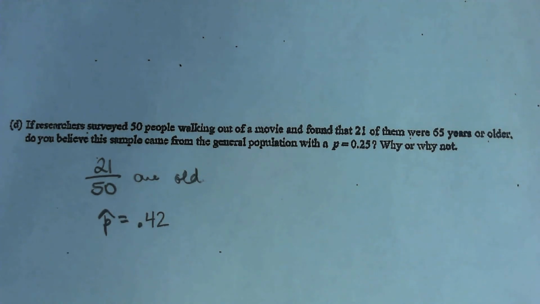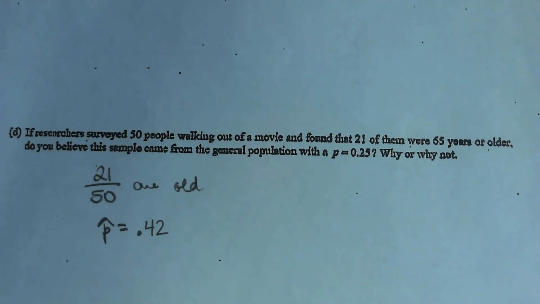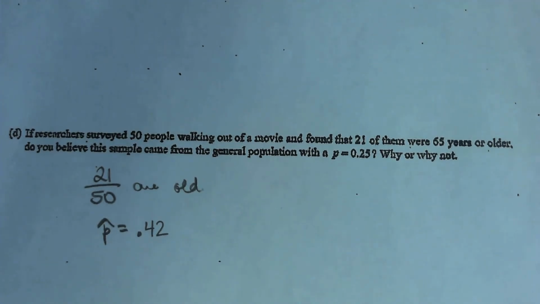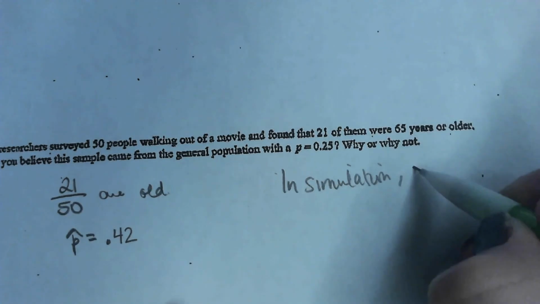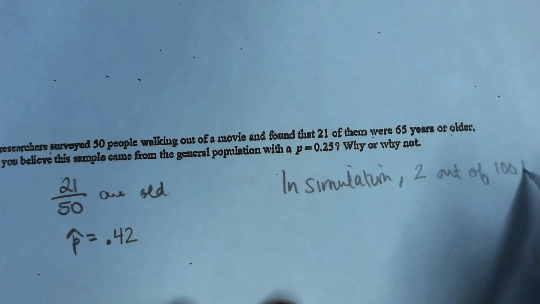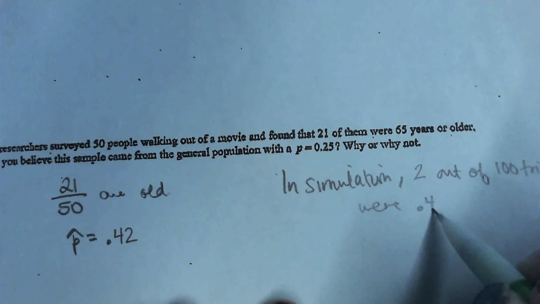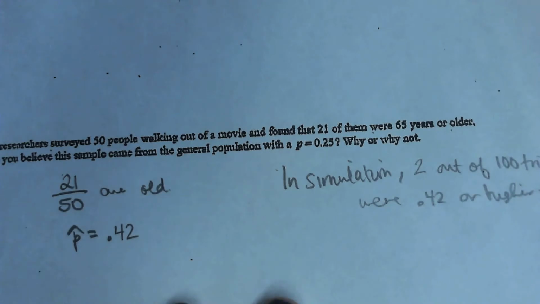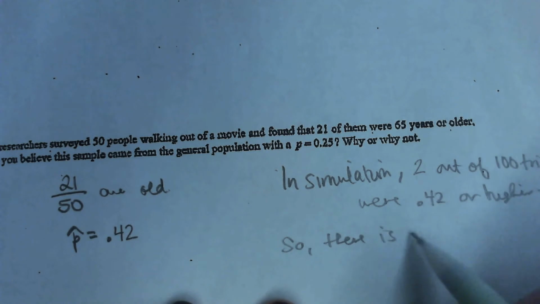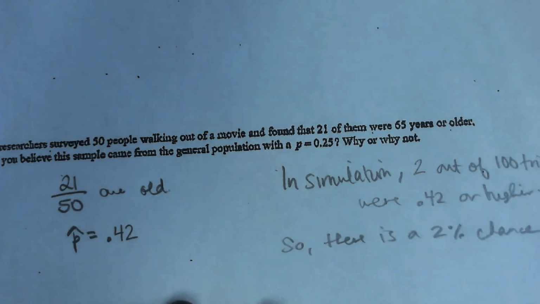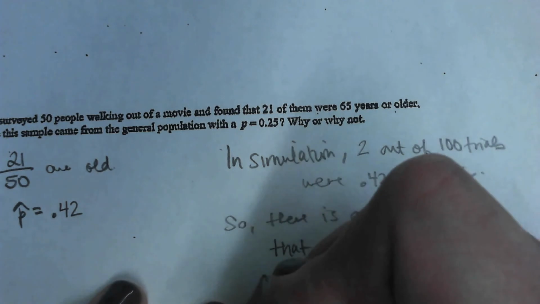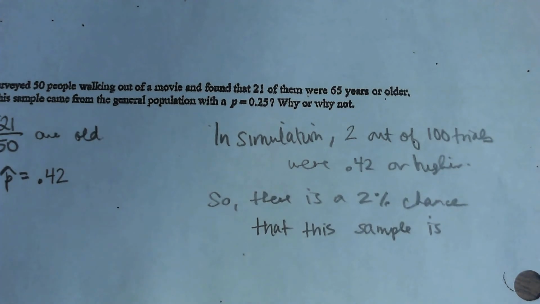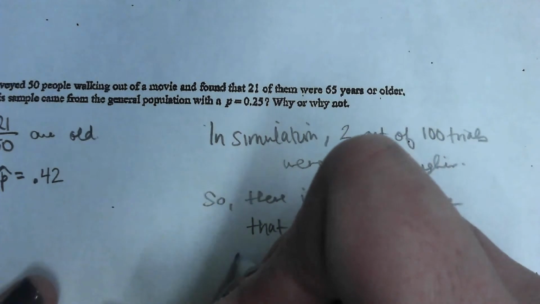So there's a 2% chance, essentially, that group of 50 people is a good random sample of people from Buffalo. Okay? I'll say this. So in simulation, 2 out of 100 trials were 0.42 or higher. So there is a 2% chance that this sample is a completely random one.